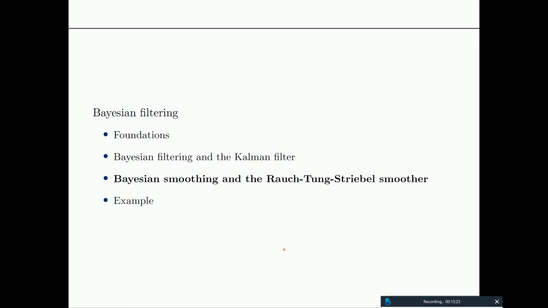No. Good. For those who haven't seen it, are there questions about the Kalman filter at this point?